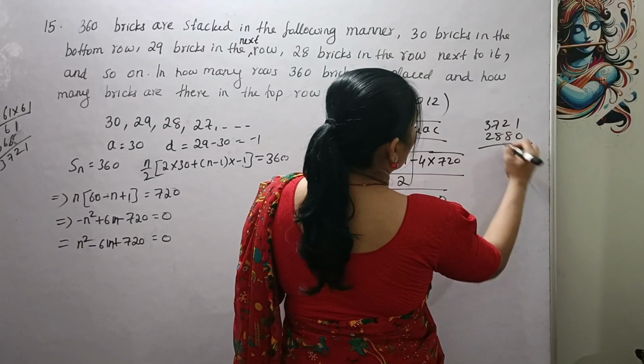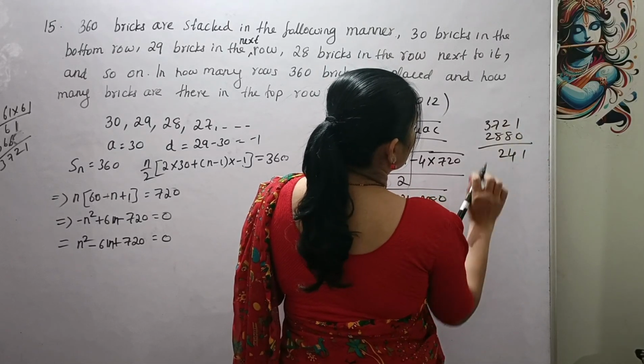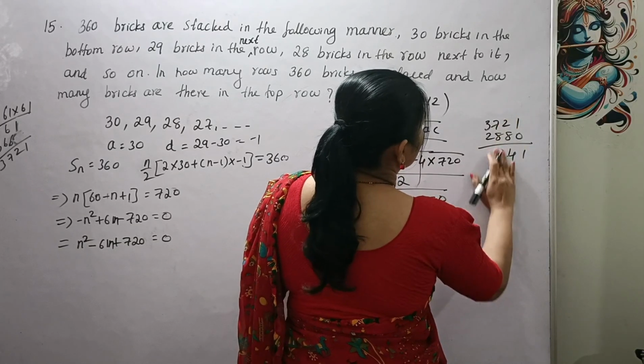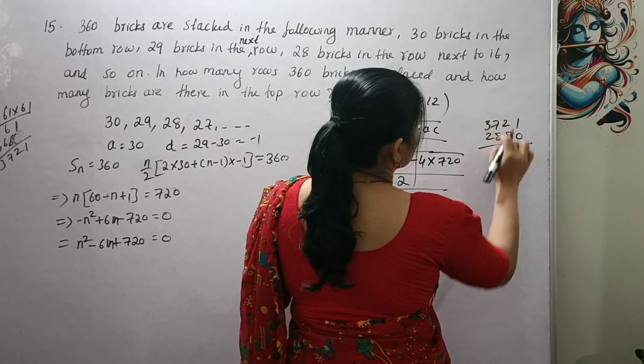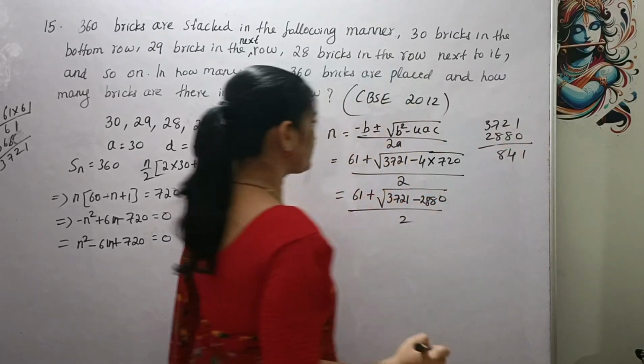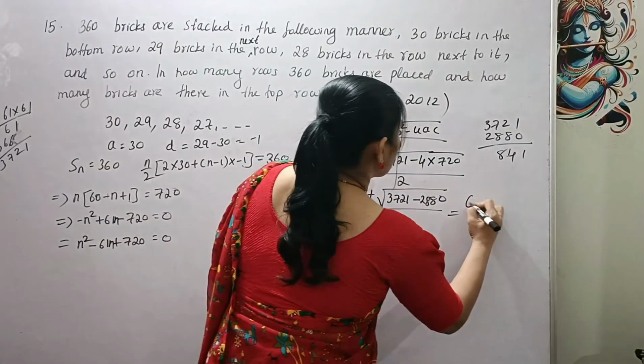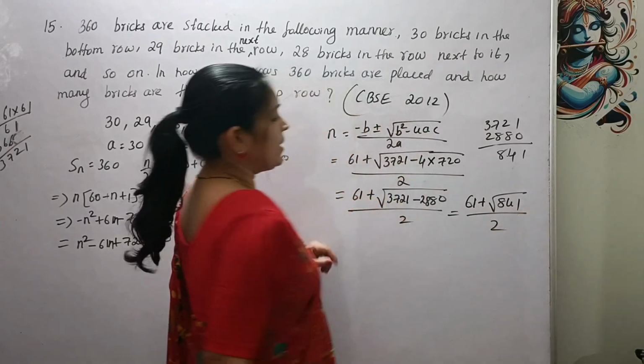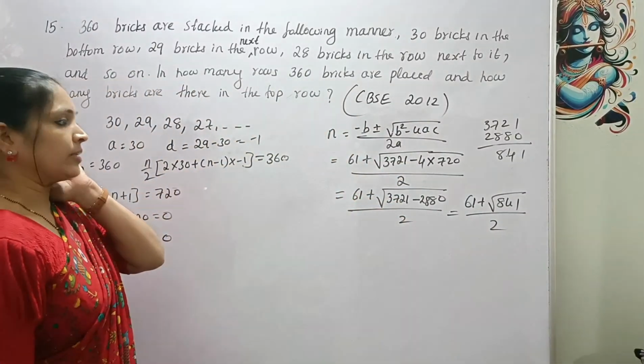1, 4, 2, sorry, 8, right? We have taken this one. So 16 minus 8, that is 841. Okay, that is equal to 61 plus square root of 841 divided by 2. See, what is the square root of 841?